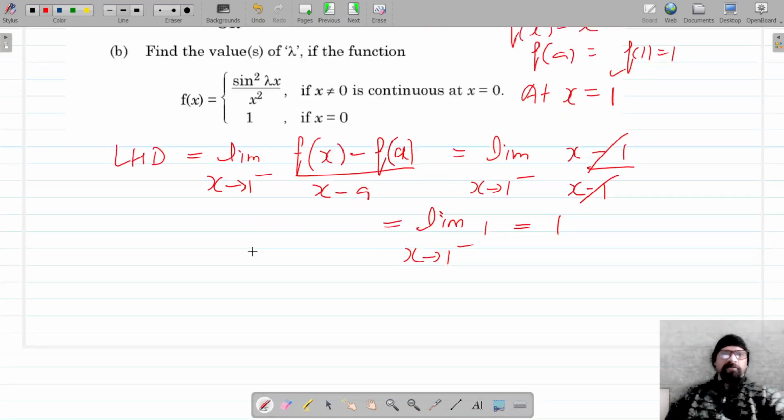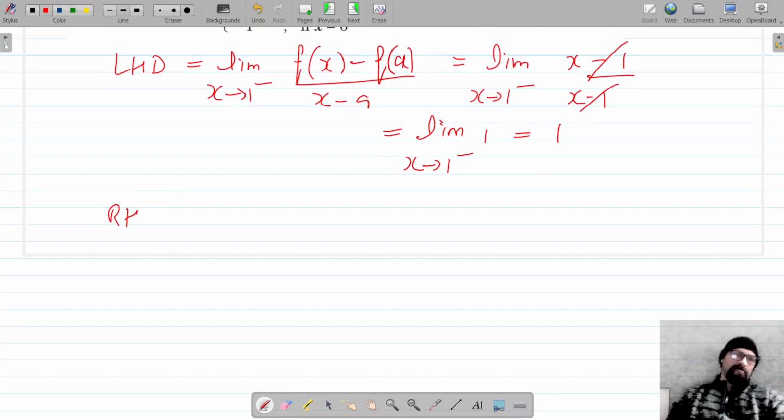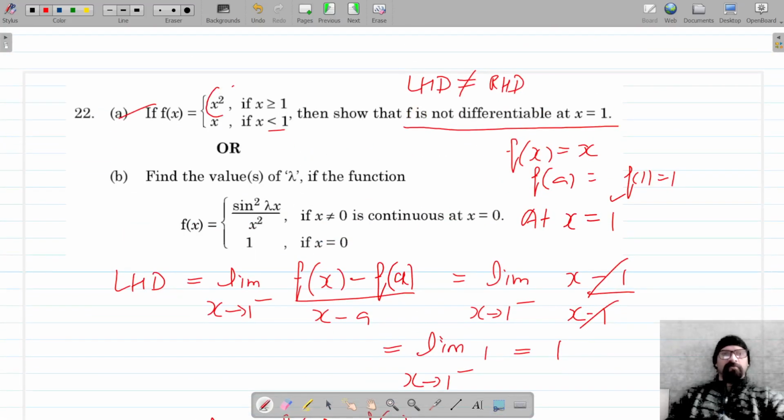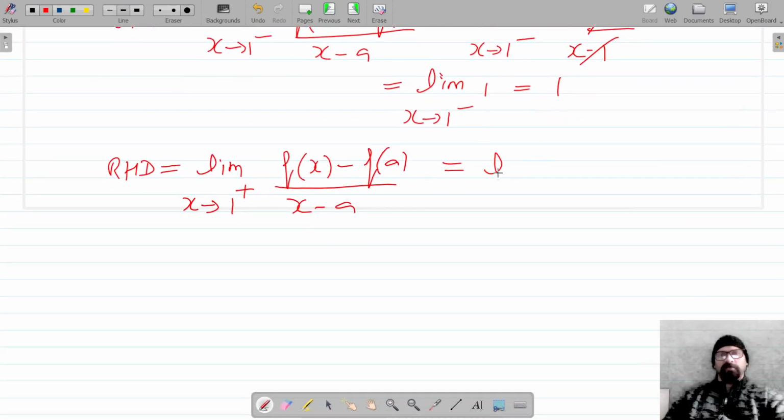So to find the right hand derivative at x is equal to 1, x is greater than a plus. So a is 1, so 1 plus, and the expression will remain f of x minus f of a upon x minus a. For x greater than 1, the value of the function is x squared. So this is limit x tends to 1 plus, x squared minus f of a, which is f of 1. So f of 1 is 1, upon x minus 1.